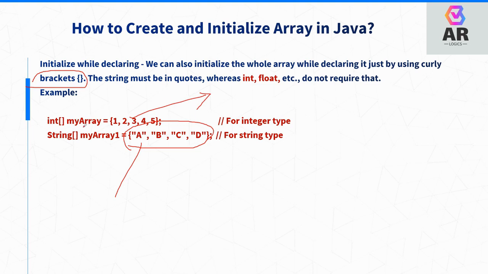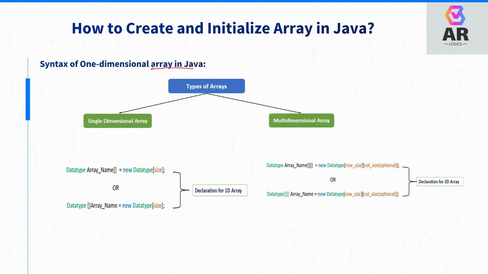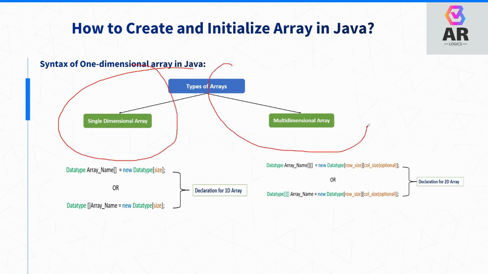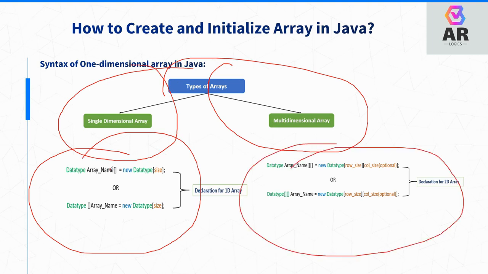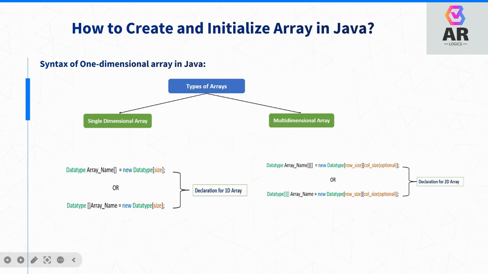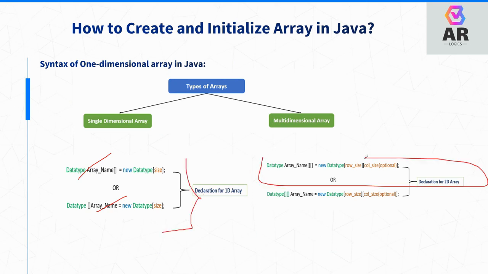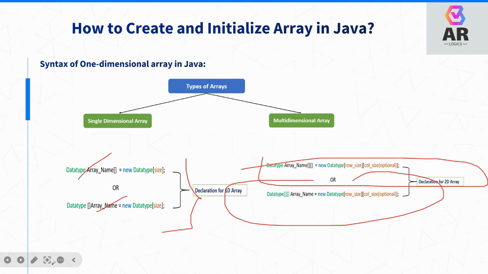Now, an array can be of two types: one-dimensional array and two-dimensional array. This is the syntax for the one-dimensional array, and this is the syntax for the two-dimensional array: data type, variable, new keyword, size of the array. You can write either this one or this one, no issue.